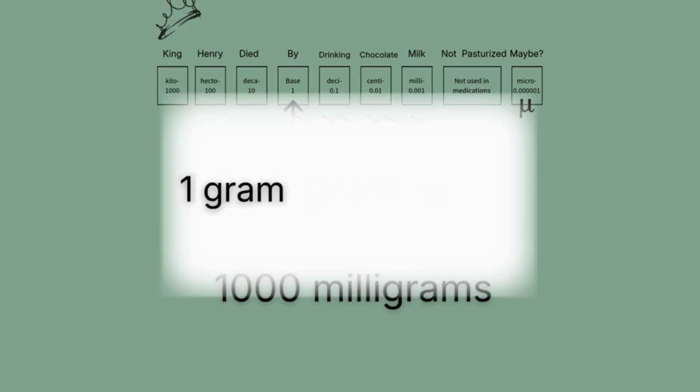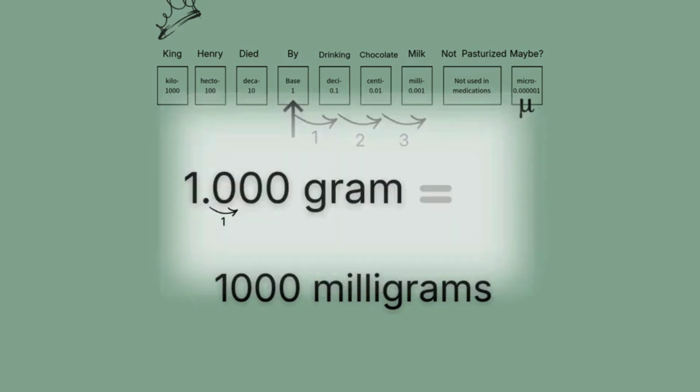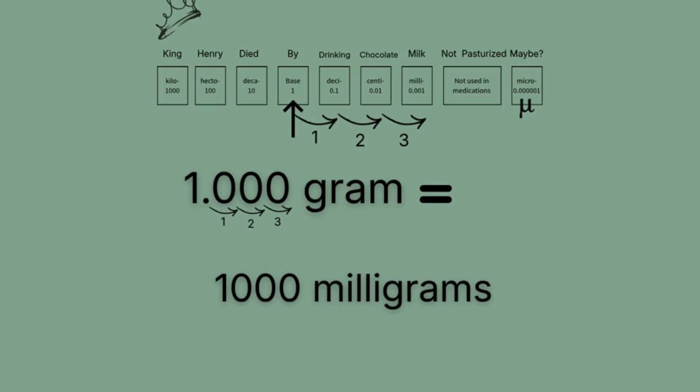Remember, when you have a whole number, the decimal point comes at the end of that number, and adding zeros after it doesn't change its value. Since milli is 3 places to the right of the base unit, we move the decimal point 3 places to the right. So 1 gram equals 1,000 milligrams.